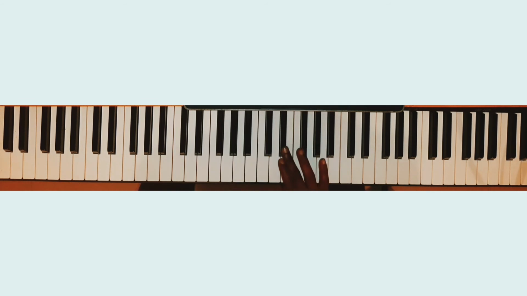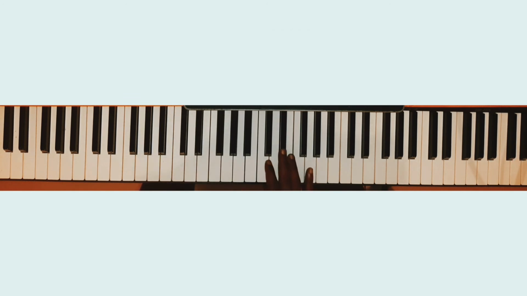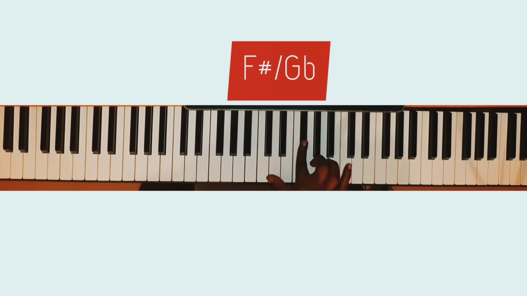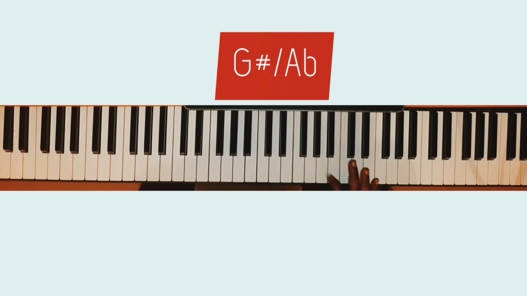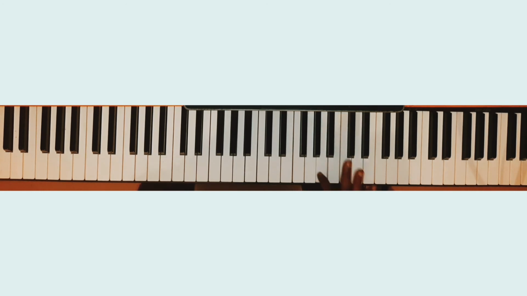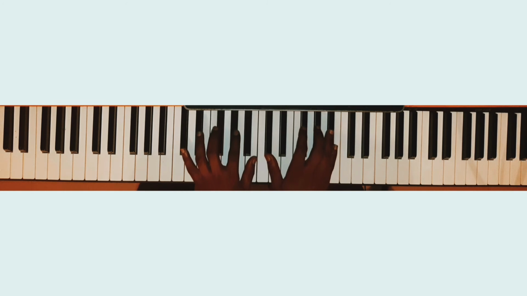Same goes with this next black key. This is D. I can call this D sharp. And this is E. I can as well call it E flat. The same thing with this one. This is F. I can call this F sharp. This is G. I can call it G flat as well. This is G. I can call this G sharp. And this is A. I can call it A flat. The same goes to this last one. This is A. I can call this A sharp. And this is B. I can call it B flat. So that is how we name the black keys, the accidental keys.